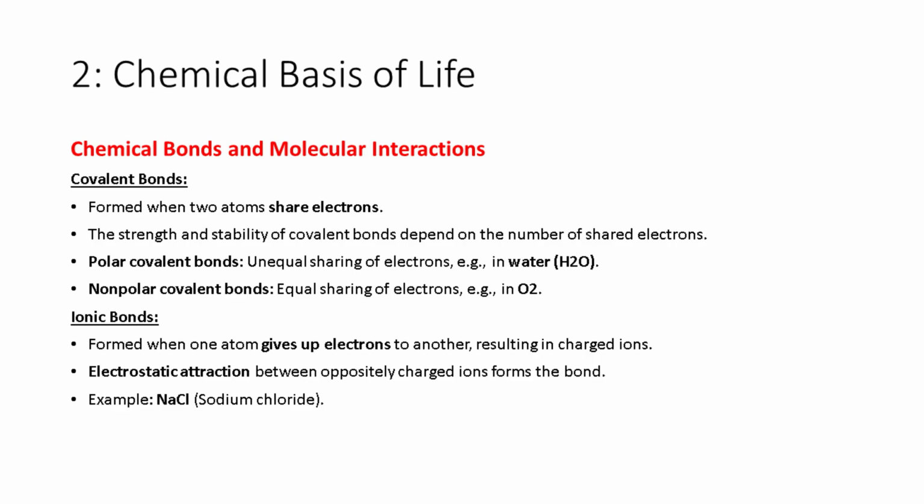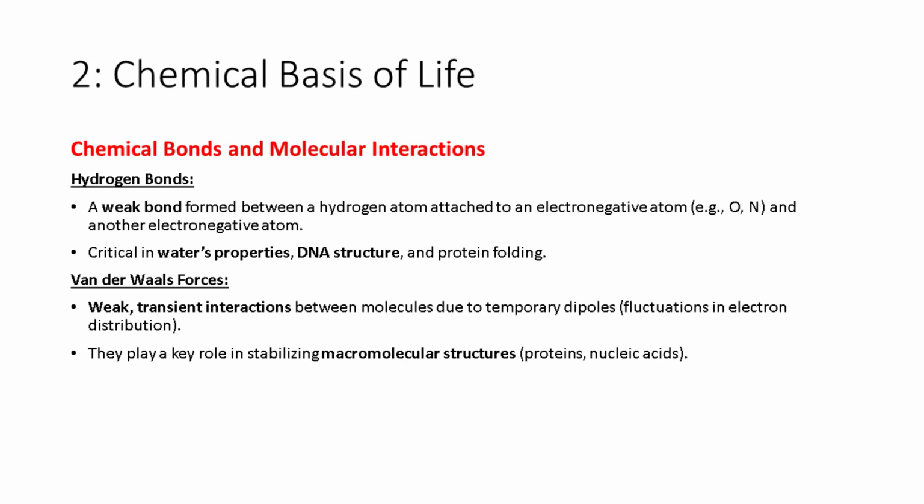2. Ionic bonds, formed when one atom gives up electrons to another, resulting in charged ions. Electrostatic attraction between oppositely charged ions forms the bond. Example: NaCl, sodium chloride.